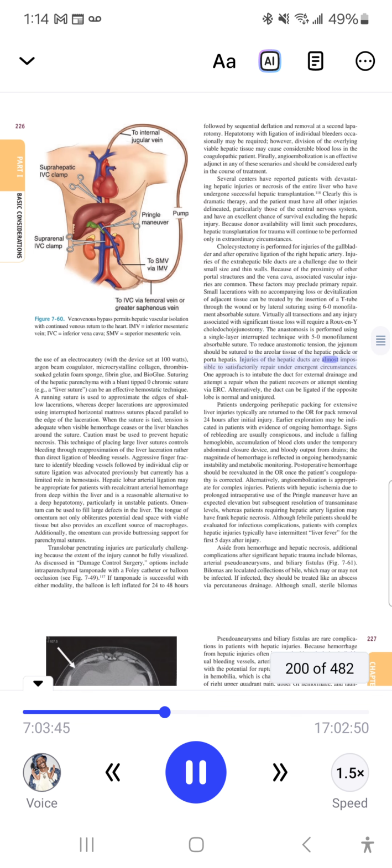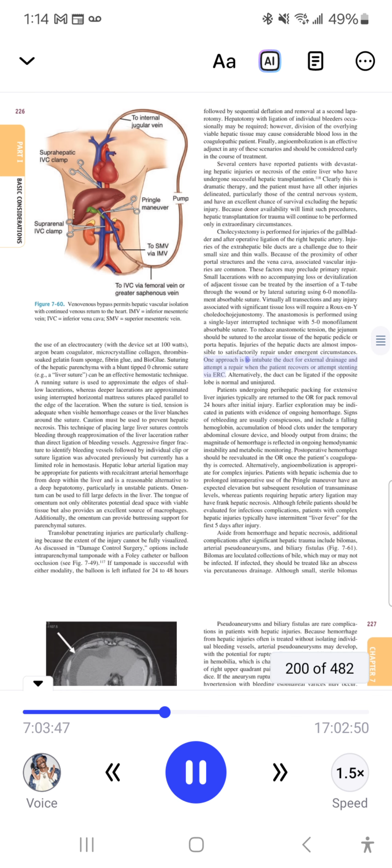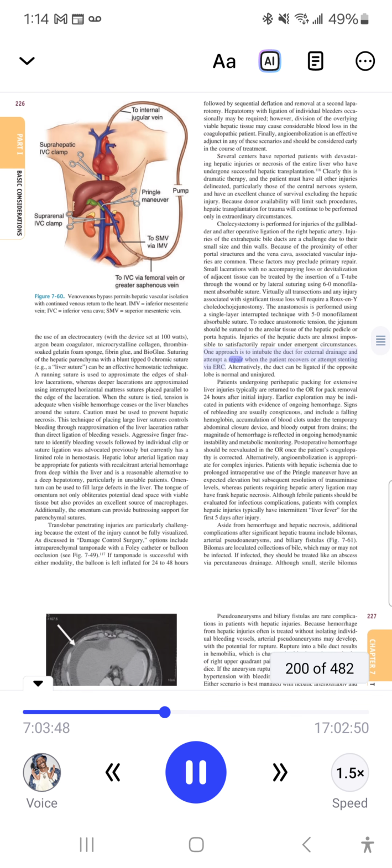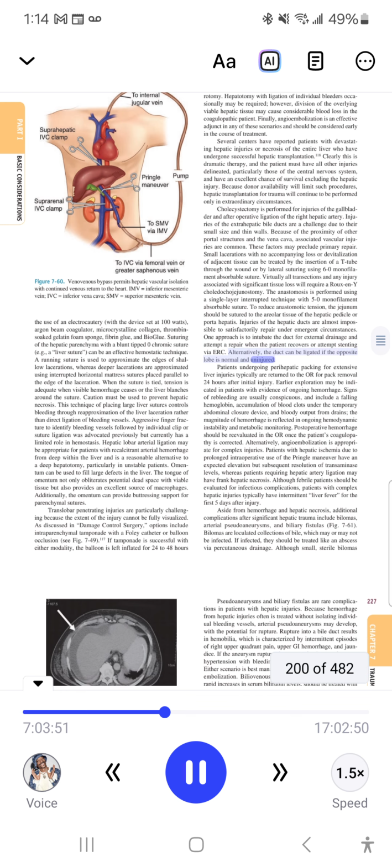Injuries of the hepatic ducts are almost impossible to satisfactorily repair under emergent circumstances. One approach is to intubate the duct for external drainage and attempt to repair when the patient recovers, or attempt stenting via ERC. Alternatively, the duct can be ligated if the opposite lobe is normal and uninjured.